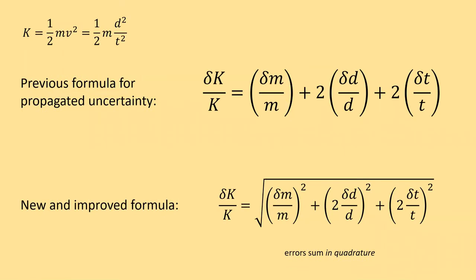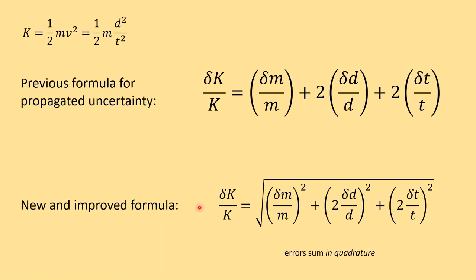So if we were to apply this to an actual example, I'll go back to the case of kinetic energy. If we had measured an object's mass, the distance it traveled, and the time of travel. Each of those three measurements would have its own associated absolute uncertainty and hence relative uncertainty. And a moment ago, I said that you would just sum all the relative uncertainties and weight them according to their exponents. Now, we're just going to tweak it a little bit to get our new and improved formula.